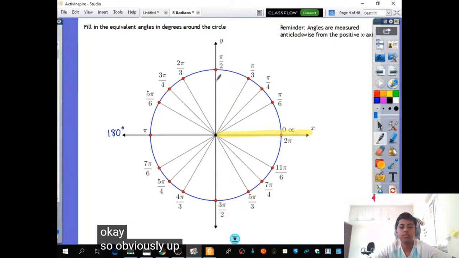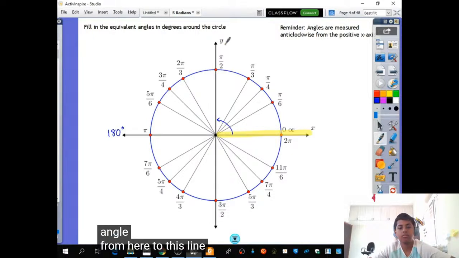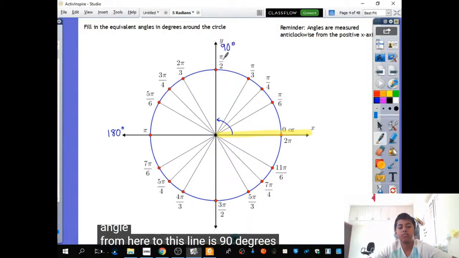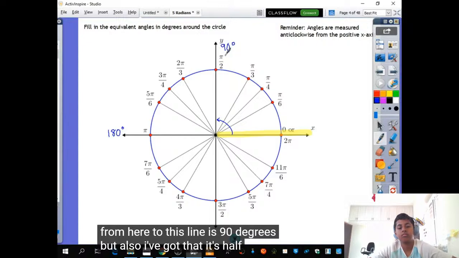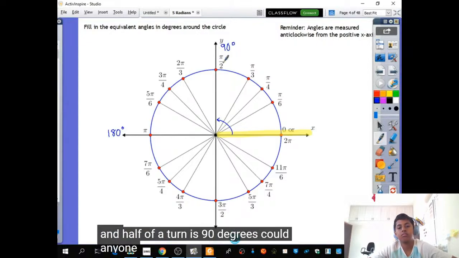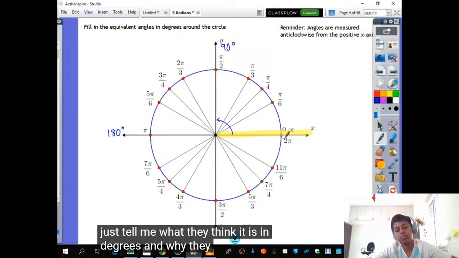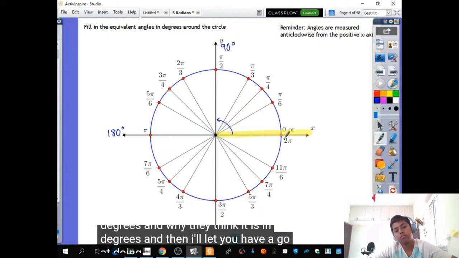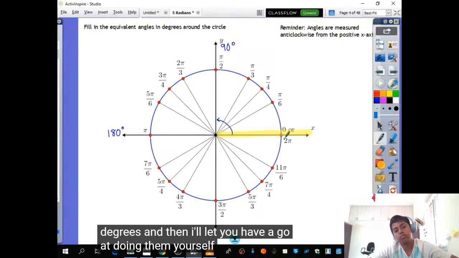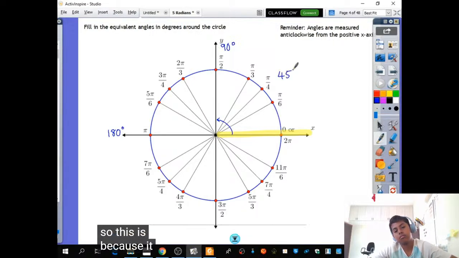So obviously up here, we know that this angle is 90 degrees, since it's a quarter of a turn. Could anyone just tell me any of these other ones? Just tell me what you think it is in degrees and why, and then I'll let you have a go at doing them yourself. Which one is 45 degrees? Pi over 4, yes. So this is because it is an eighth of a turn.